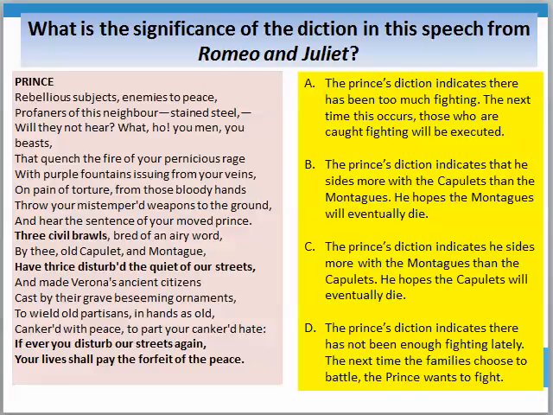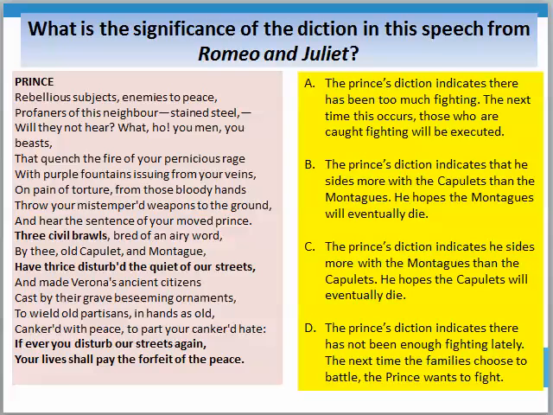So now we have 4 multiple choice answers. So we want to look at what is the significance of the diction? Why did Shakespeare write this way? So let's look at example A. The prince's diction indicates there has been too much fighting.